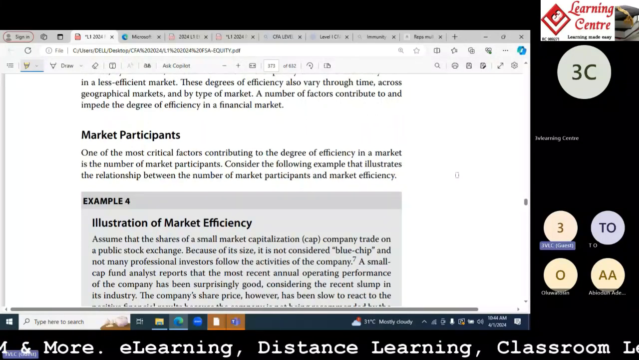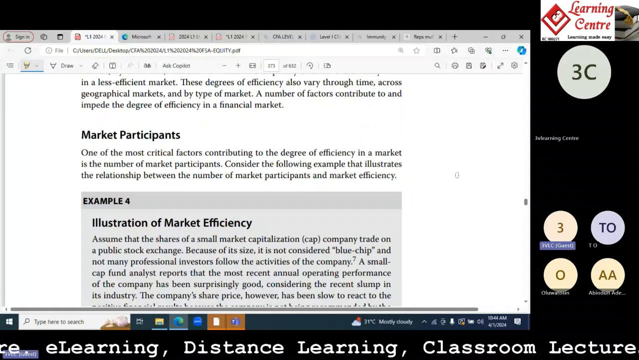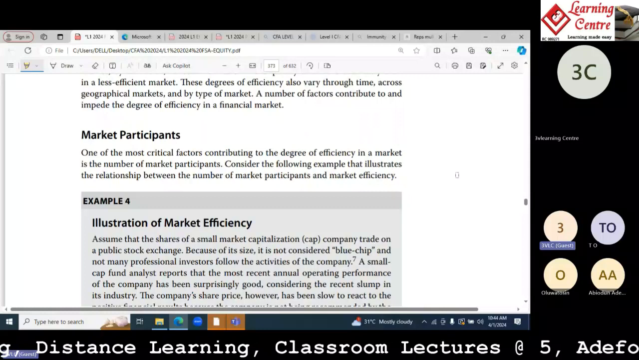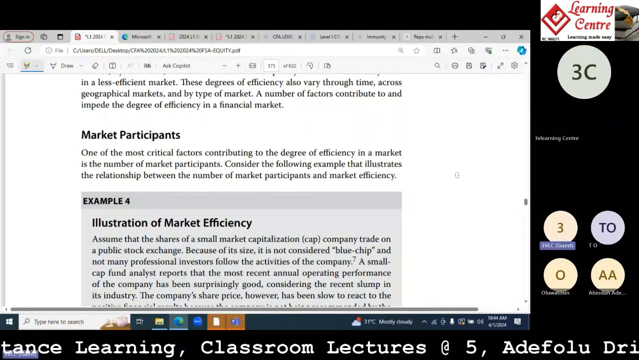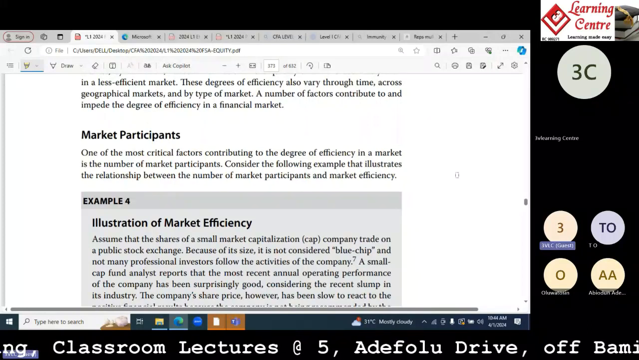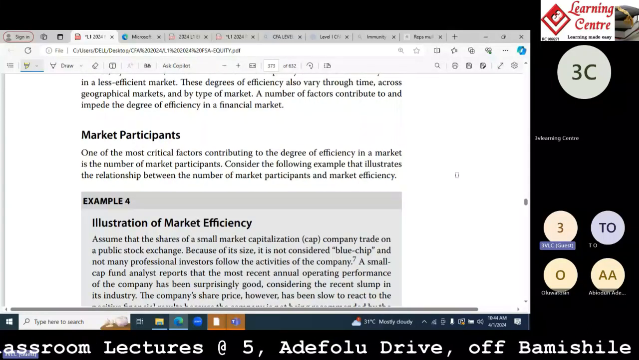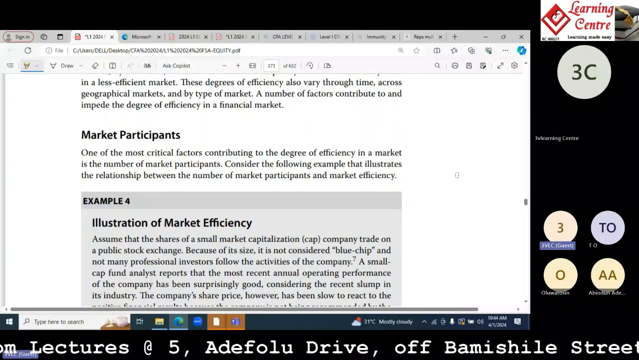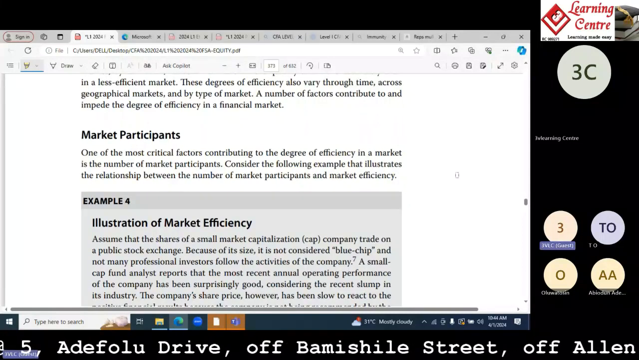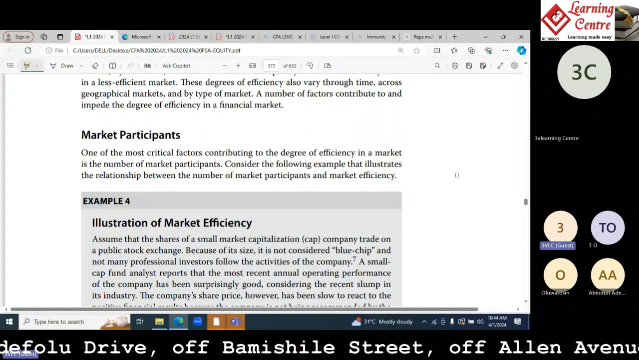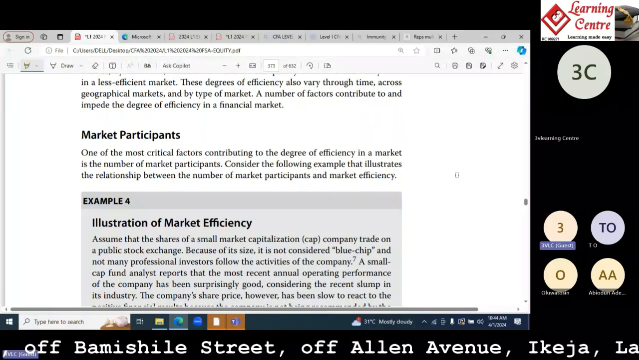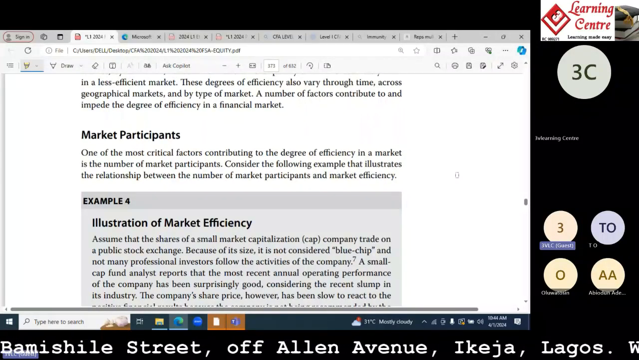Do you understand? The American market and the Nigerian market would have different degrees of what? Of efficiency. You are getting my point? And this efficiency is like correlation, yeah? It moves from minus to plus, 1 or -1. So we operate within that degree of inefficiency to what? Efficiency. Yeah? So the first factor that affects efficiency is market participants.